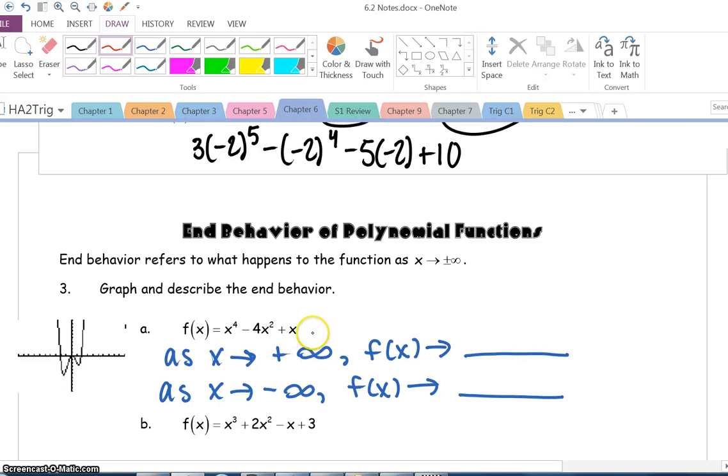As x approaches positive infinity, that means as we are going to the right, what's happening to the actual curve, f of x? Or you can think about what's happening to the y-coordinate. As we go to the right, the y-coordinate is going up, so it is approaching positive infinity. As x approaches negative infinity, that's as we go to the left. What's happening to the graph? It's still going up, so f of x is also approaching positive infinity.